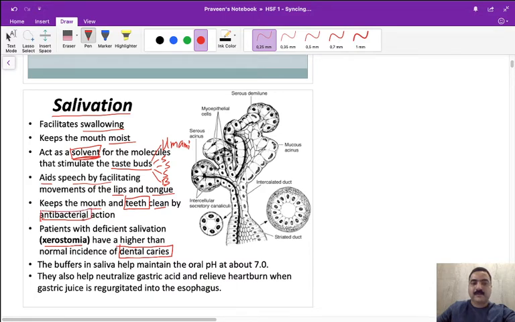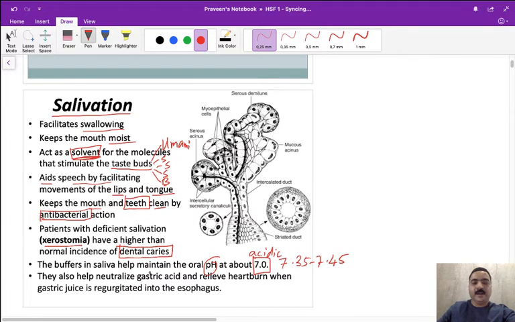So we are going to list all the substances that help with that. The buffers in saliva help maintain the pH at about 7, a slightly acidic pH. The normal pH of the plasma is about 7.35 to 7.45. So this is your normal pH, whereas you have a slightly acidic pH for the saliva.